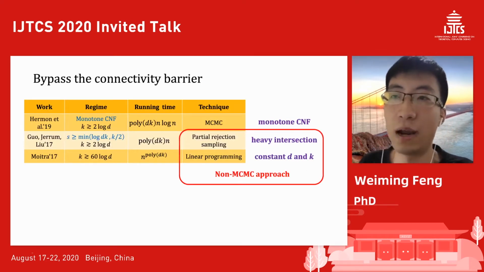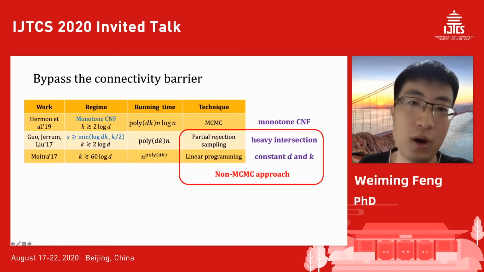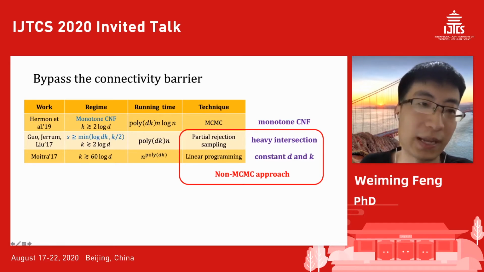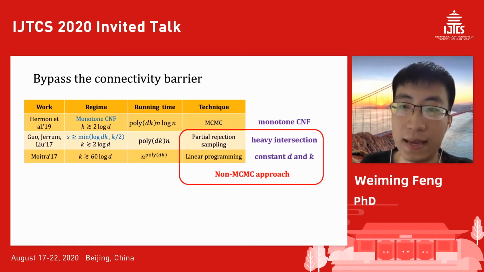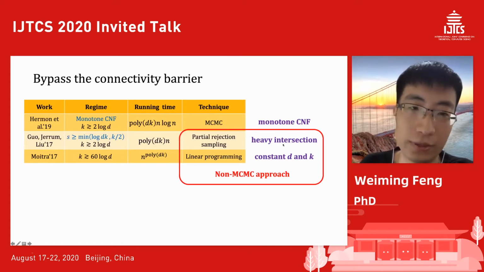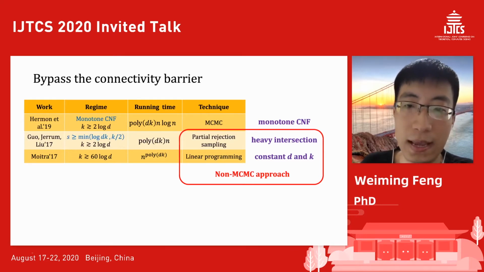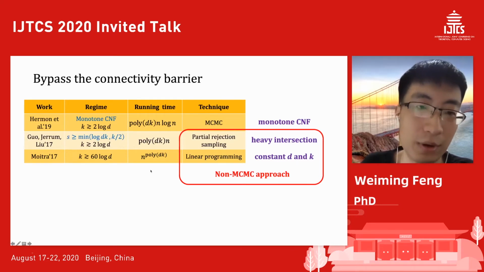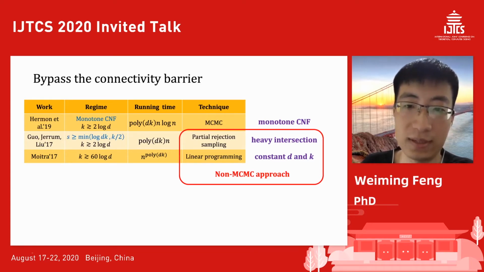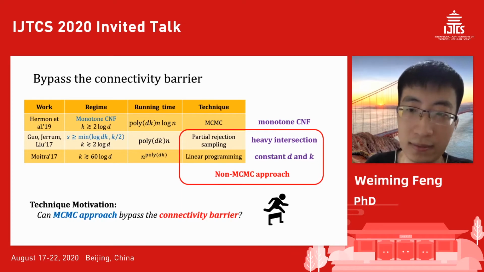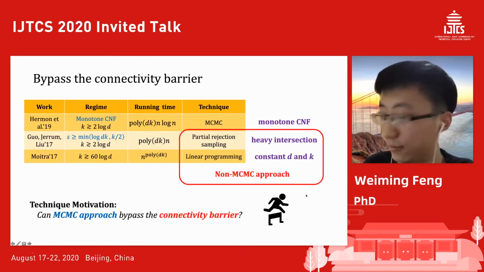And previously, the Markov chain Monte Carlo approach only works on monotone CNF because the monotone CNF do not have such a connectivity barrier. And other works came up with some non-Markov chain approaches. However, they only work for restricted classes of CNF formulas. The partial rejection sampling works only for CNF formulas with a lower bound of intersection, and the linear programming approach proposed by Moitra requires d and k to be constant. So an open problem is: can the MCMC approach bypass this connectivity barrier?